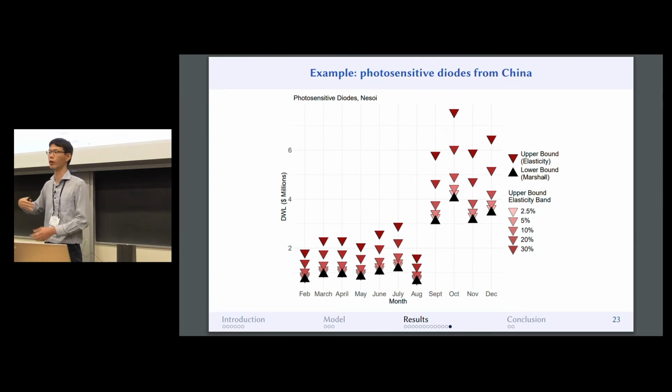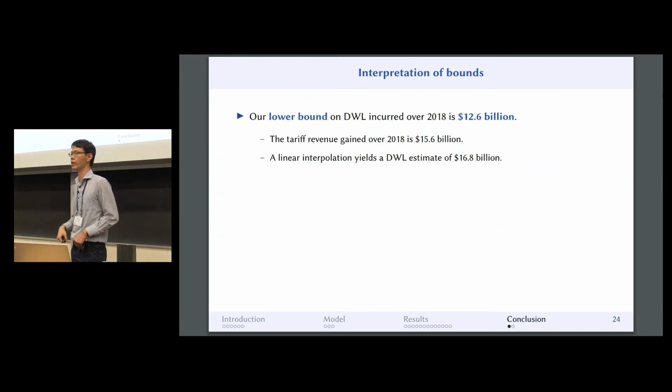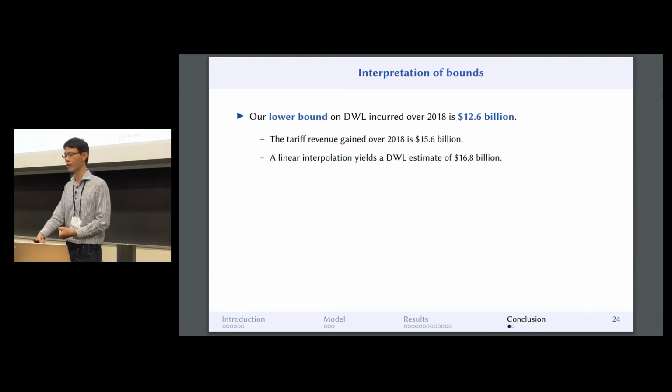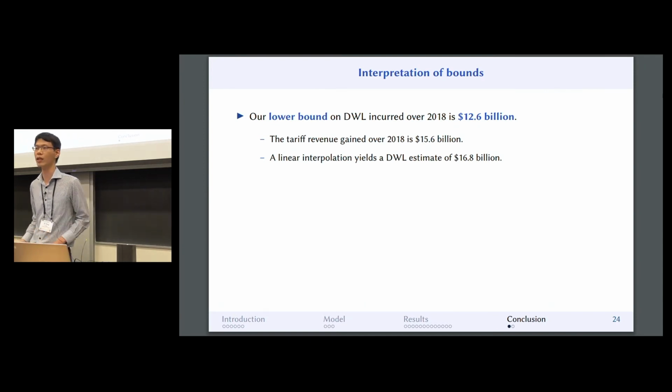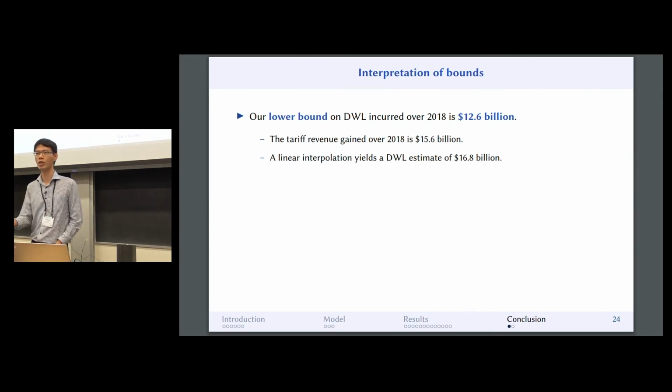And you can also do this for the elasticity assumptions that we impose, right? So the lower bound that we ended up with was when we imposed Marshall's second law, which is, again, a commonly imposed assumption in the trade literature. And so imposing this assumption yields a lower bound on deadweight loss that is $12.6 billion. By contrast, the tariff revenue that was gained over the course of 2018 is $15.6 billion, right? So there's a gap between how much it hurt consumers, which is $12.6 billion, and how much the government was able to extract in terms of revenue, which is $15.6 billion.